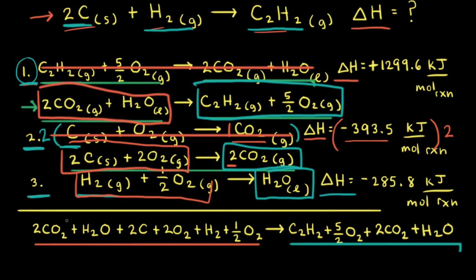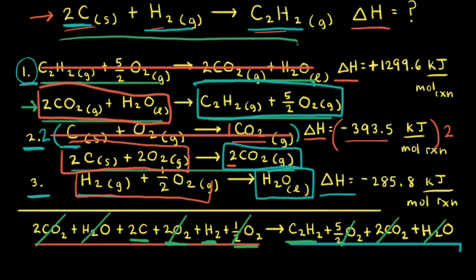Next, we see what we can cancel out. There's 2 CO2s on the left side, and there's 2 CO2s on the right side, so those cancel out. There's 1 water on the left and 1 water on the right. And there's 2 O2s plus 1/2 O2, which is 2.5 O2s, or 5/2 O2s. So the oxygens cancel out on both sides as well. And we can see we're left with 2 carbons plus 1 hydrogen goes to form 1 C2H2, which is the same as our original equation.